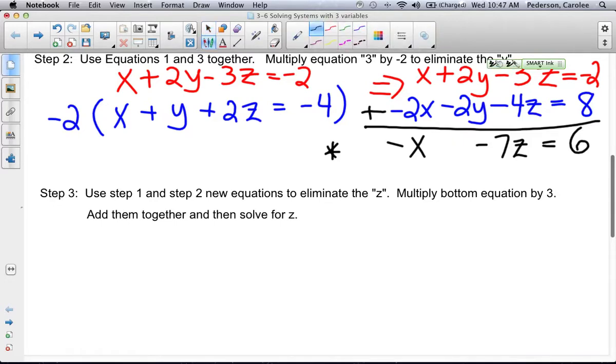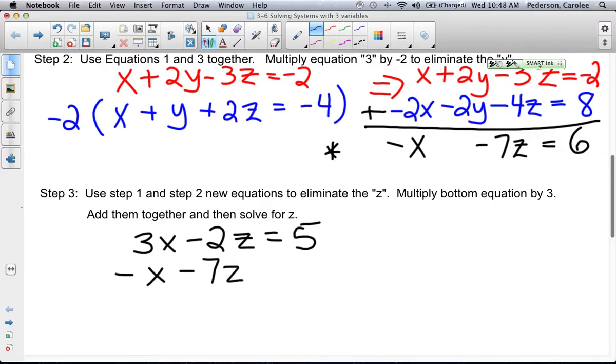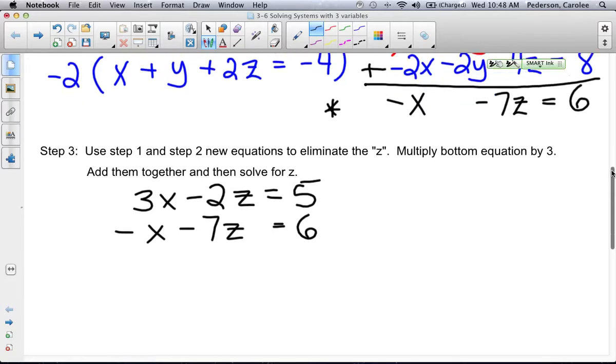So the first equation is 3x minus 2z equals 5. That was our first equation that we found in step 1. And then in step 2, we found negative x minus 7z, which equals 6. Now if we add those two equations together, nothing will eliminate. So we have to change one or two of the equations.